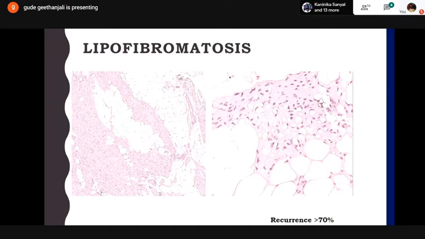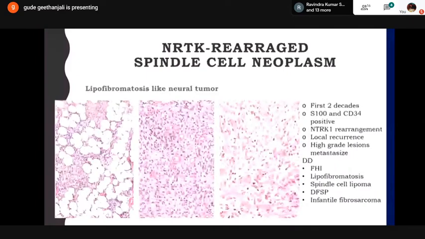We have this proliferation of intersecting fascicles of spindle cells, which are fibroblastic proliferations, admixed with adipocytes. And sometimes, since it is an infantile age group, we can also see adipocytes at different stages of maturation. Here, what is missing is the myxoid matrix. So if we don't see myxoid matrix in an otherwise fibrous hamartoma of infancy-looking lesion, we should make a diagnosis of lipofibromatosis, since the recurrence rate is very high.